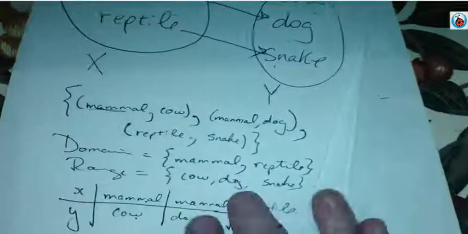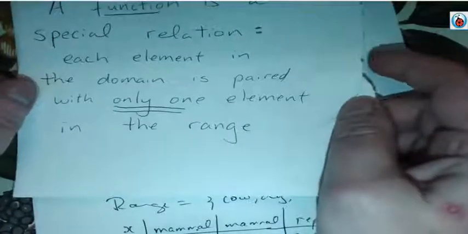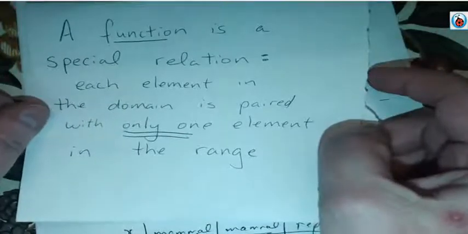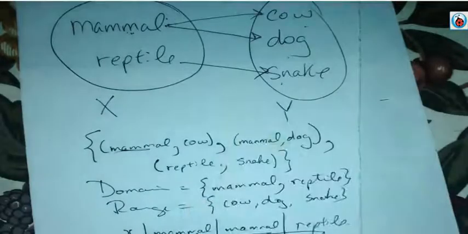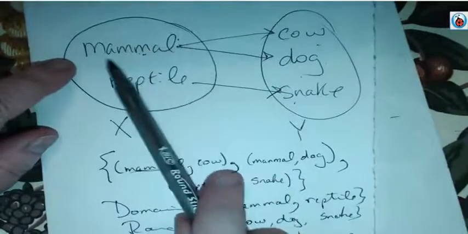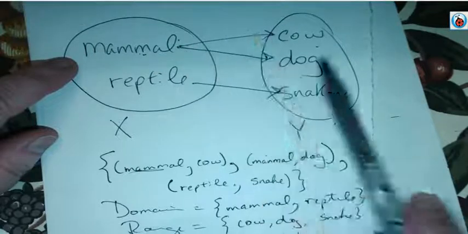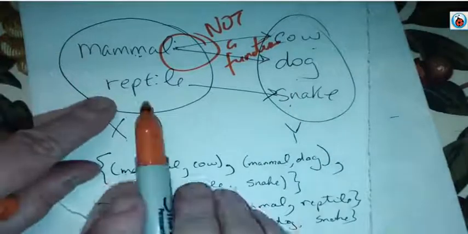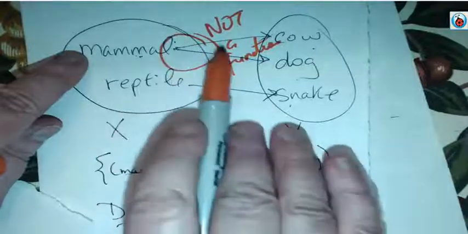And finally, is that going to be a function, yes or no? So a function is a special relation. Each element in the domain is paired with only one element in the range. This is my domain. Mammal is in the domain, and it's paired with more than one thing. So because there's more than one arrow coming out, it's not a function. Reptile is okay, but you just have to violate the definition once.